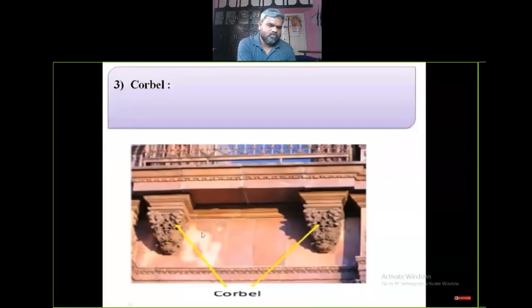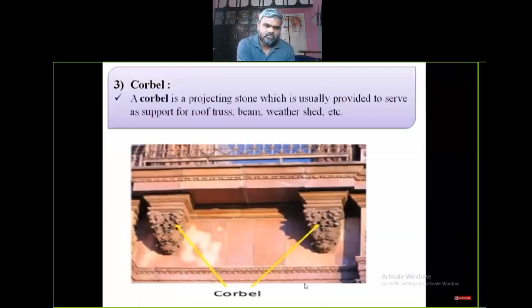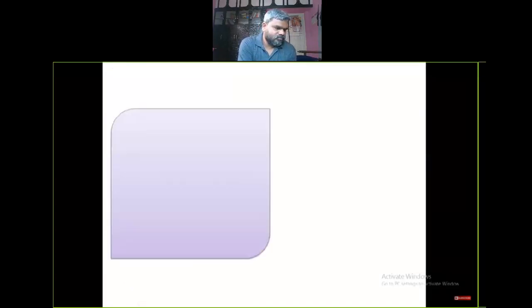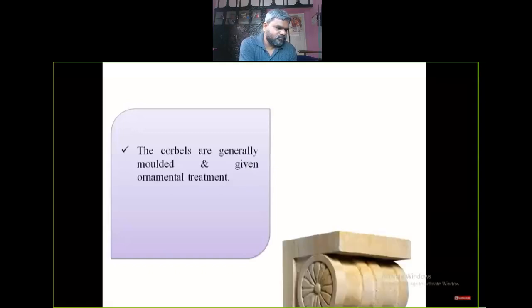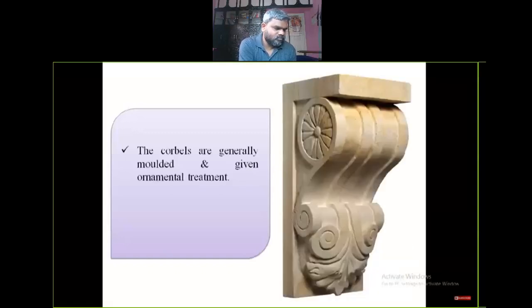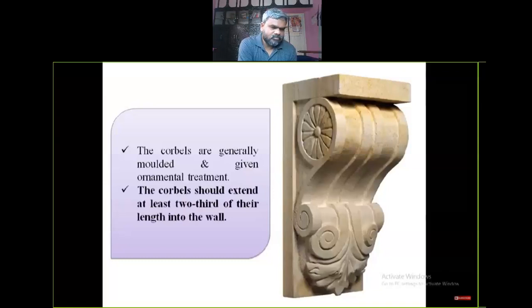In this image, you can see this is the corbel. A corbel is a projection as shown in this image, which is usually provided to serve as support for a cornice, a weathershed, etc. The corbels are generally moulded and given ornamental treatment. The corbels should extend at least two-thirds of their length into the wall.